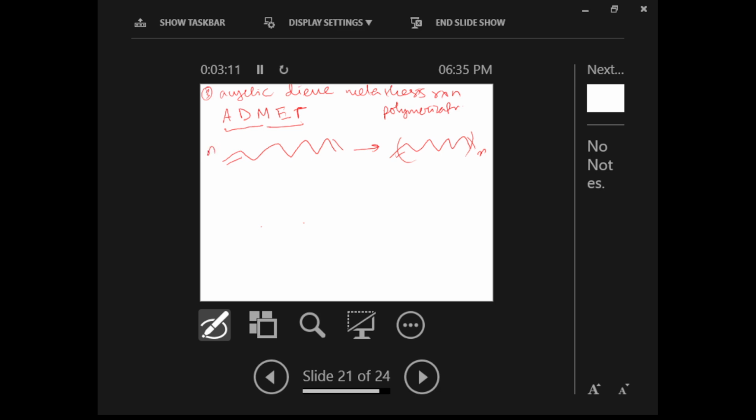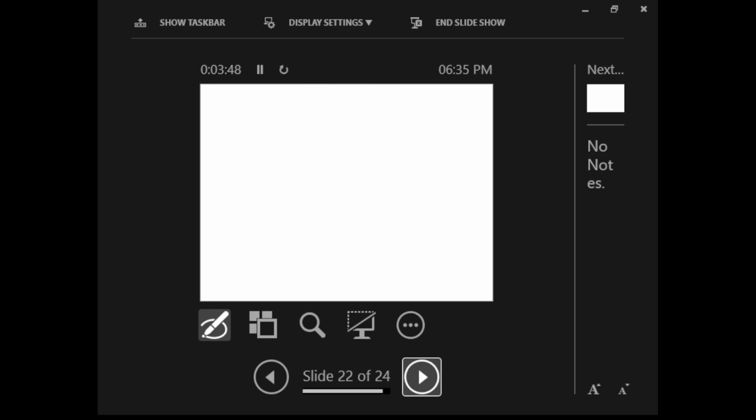This is another type. If you have a ring containing a double bond, and it undergoes metathesis reaction with another molecule, the ring opens up. This is called the ring opening metathesis reaction. So this is a ring, it reacts with another molecule to give this double bond and this double bond.